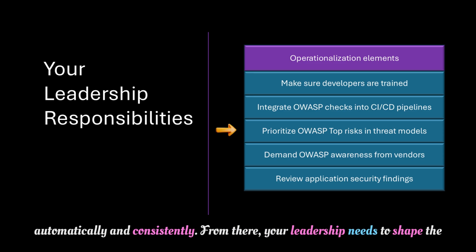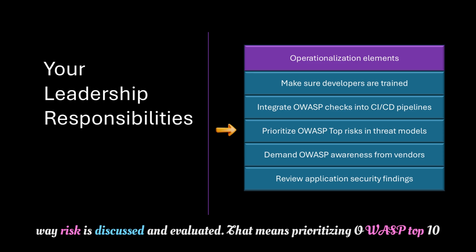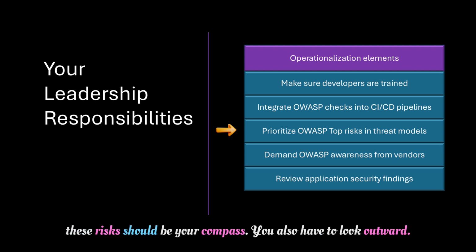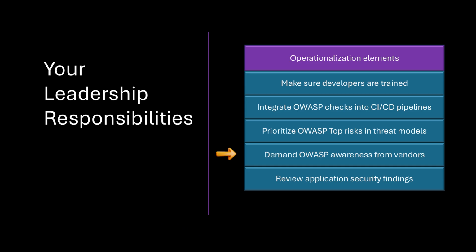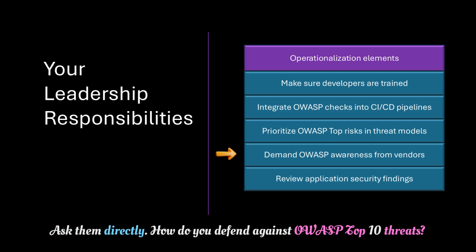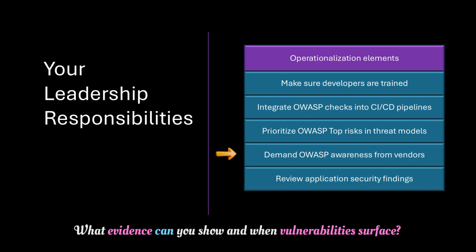From there, your leadership needs to shape the way risk is discussed and evaluated. That means prioritizing OWASP top 10 categories in your threat models, security design reviews, and project risk assessments. Whether you're reviewing a new architecture or deciding where to focus penetration testing, these risks should be your compass. You also have to look outward. When you work with vendors, SaaS providers, or outsourced development teams, you should expect the same level of awareness and protection. Ask them directly, how do you defend against OWASP top 10 threats? What evidence can you show?